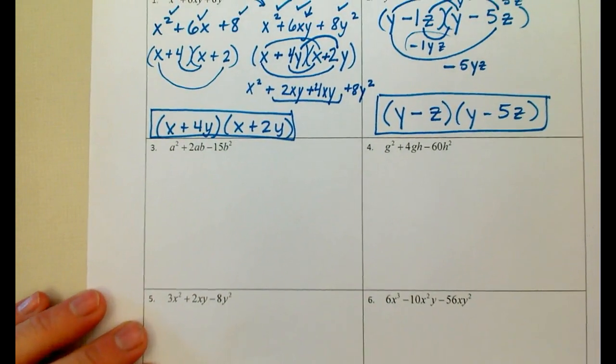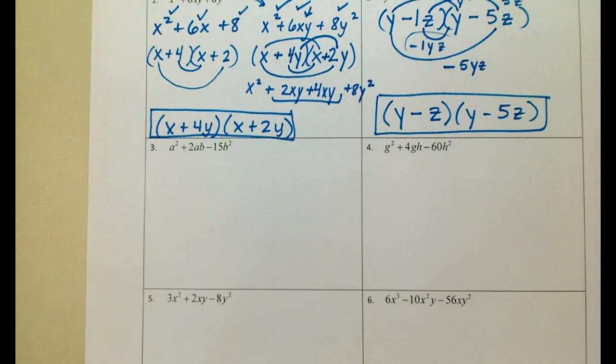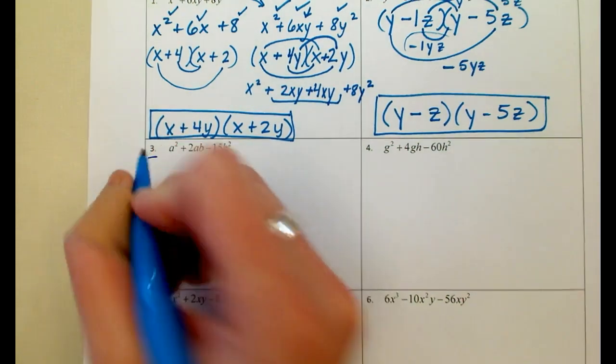All right, our next problem is a squared plus 2ab minus 15b squared. Pause the video and try this one out.